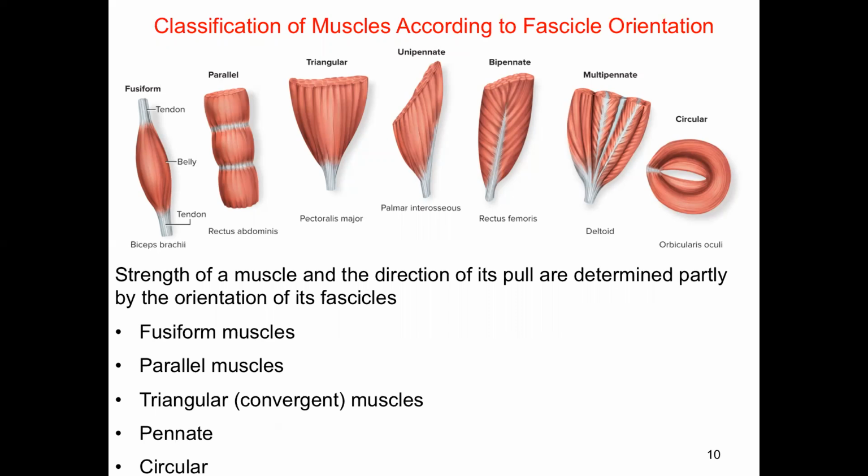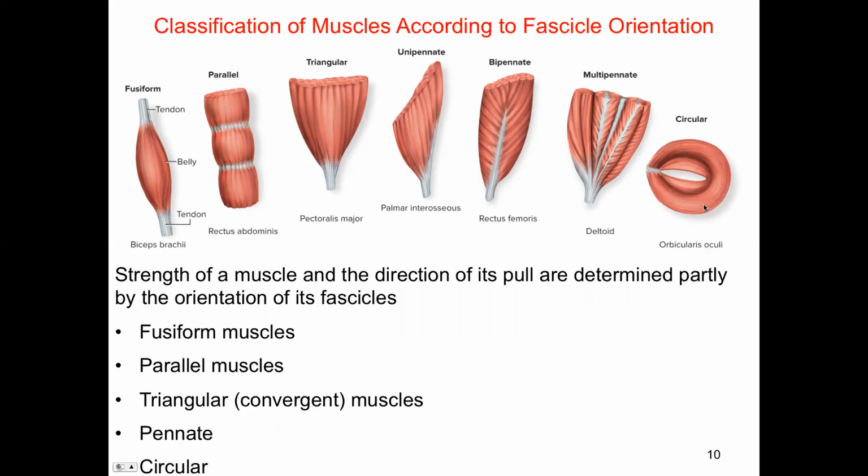And then triangular, right? Just like a triangle, it's going to be broader on one end and tapered on the other. So that would be an example of that. And in my notes, I have another name for triangular. It can also be called convergent. And then we have pennate. I'm going to come to these in a sec. So pennate, and then circular, right?